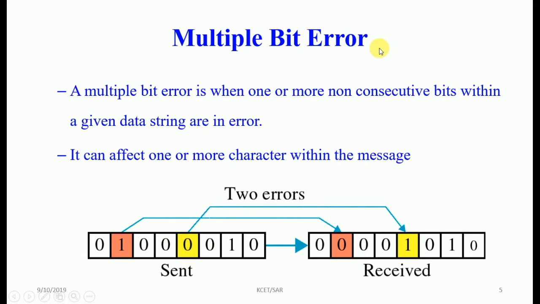Multi-bit error: one or more non-consecutive bits within a given data string are changed. This is called the multi-bit error. This is an example of the multi-bit error. This is the transmitted data. This is the receiver data. During the transmission, this bit and this bit are changed.